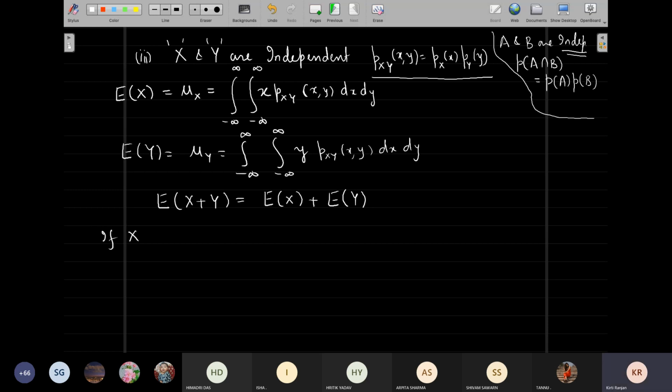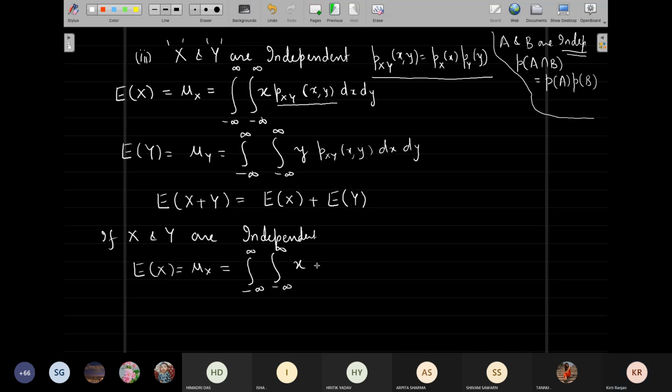If X and Y are independent, then what is the expression of E[X] becomes? What will be mu x? This will become minus infinity to infinity. Let's just write down minus infinity to infinity x times, and then how can we write this P_XY(x,y)? P_X into P_Y, right, P_X into P_Y. We cannot do this all the time unless the random variables are independent. dx dy. Can you further reduce it?